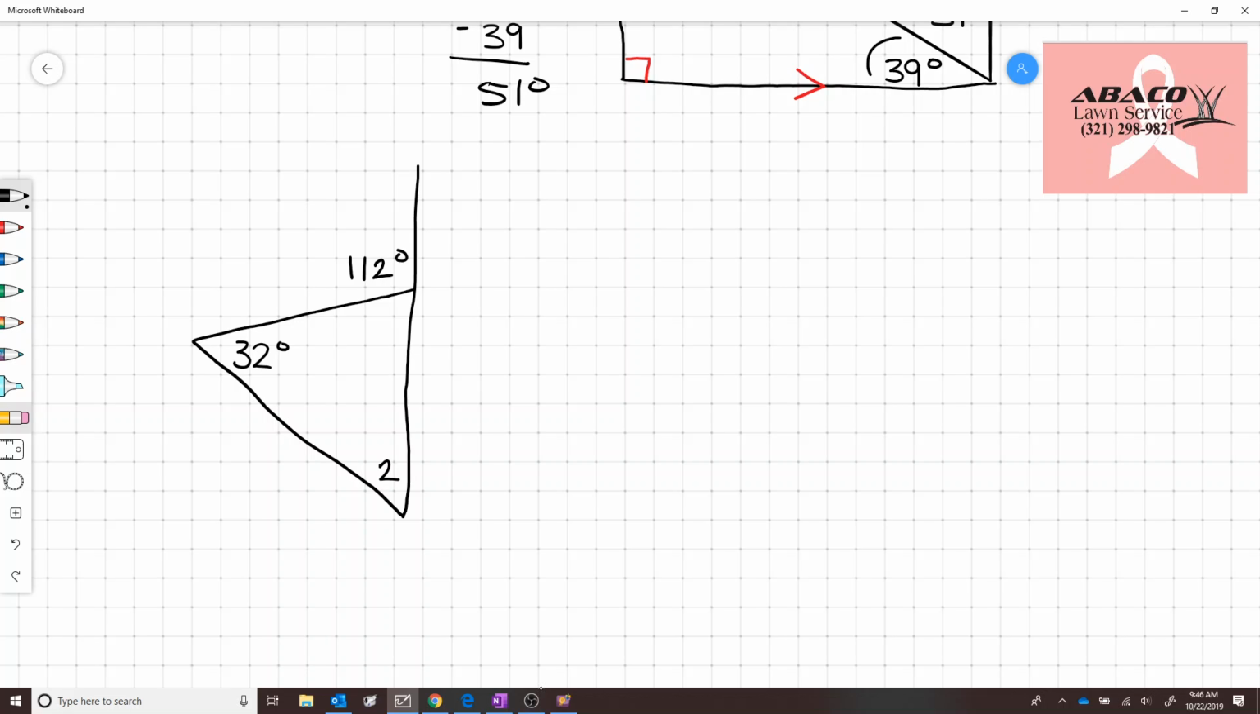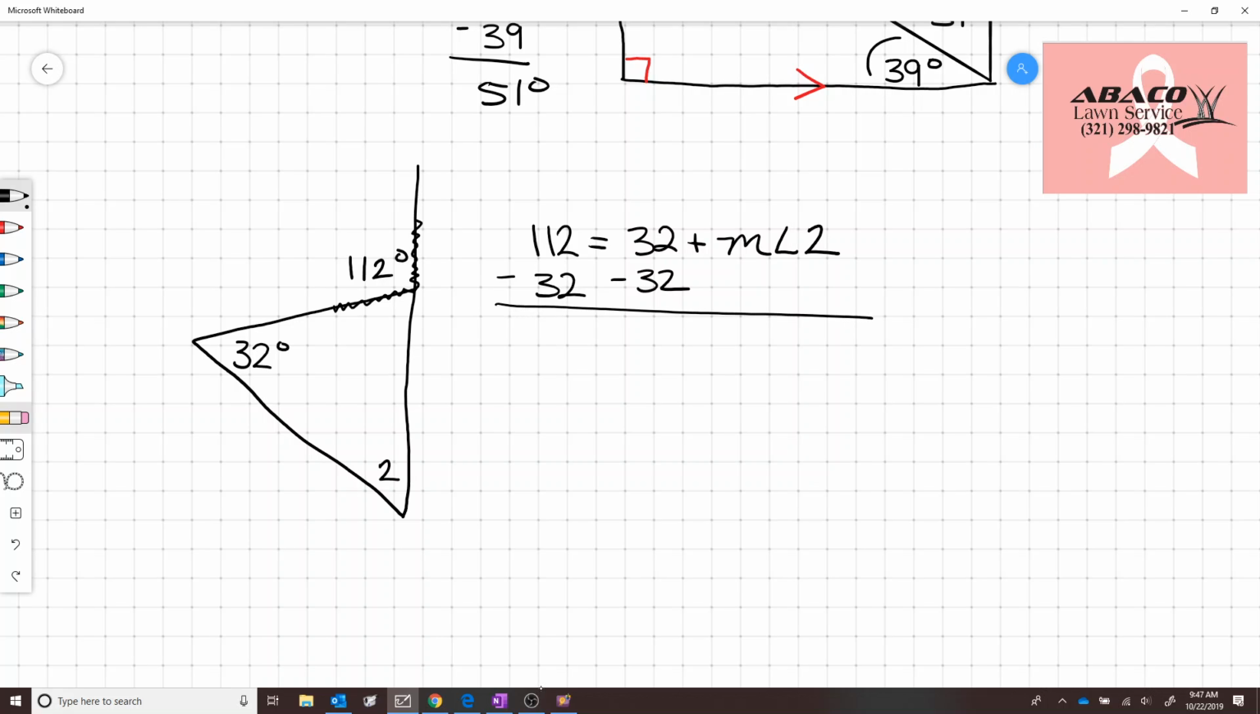So we said earlier that an exterior angle, which this is, is equal to the sum of its remote interior angles. Well, this 112 is equal to 32 plus the measure of angle 2. All right, so you can subtract 32 from each side. And 80 is the measure of angle 2.